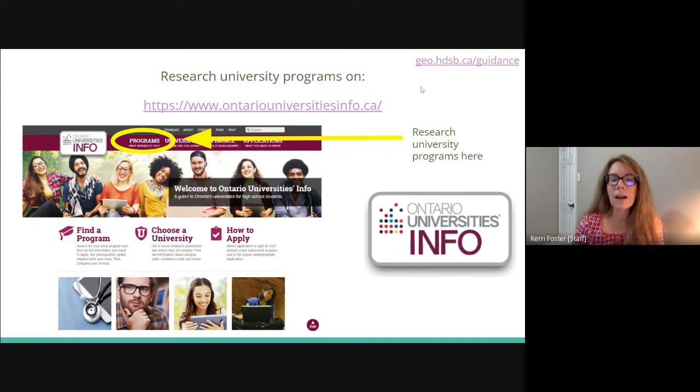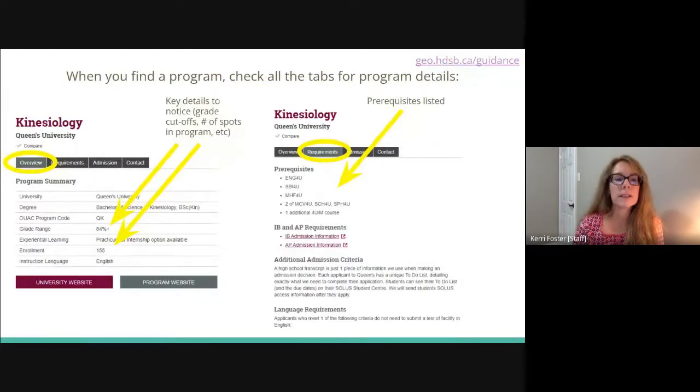And then once they click on that, they're going to find out specifics in terms of that program at a particular school. So this page shows you, for example, kinesiology at Queen's University, and you would need to check out, even though it's the same program, you would need to look this up for each of the schools you're thinking of applying to. So it tells you that it's a degree-based program. It gives you the code that you'd be applying to at OUAC, the grade range.